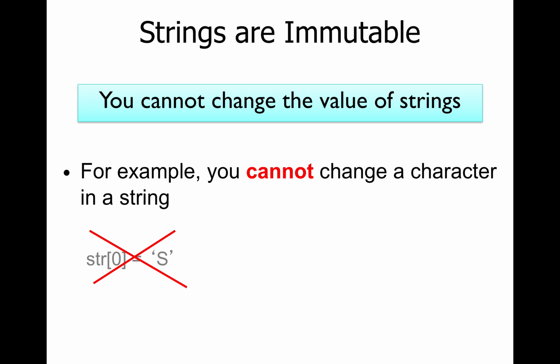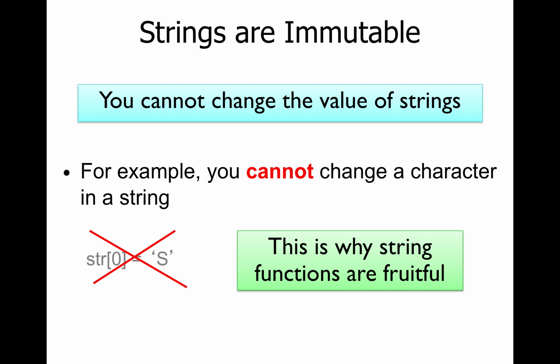So for example, you can't change a single character in a string. So here we have a string and we're changing the first letter, 0. We want it to be capital S instead of whatever it was. We can't do that. We'll get errors in Python. However, we can change individual values of lists and other sequences. So this is something that's specific just to strings.